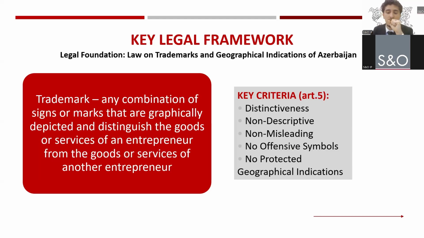The key legal framework in Azerbaijan is the Law on Trademarks and Geographical Indications of Azerbaijan, in which we have criteria such as in Article 5. The main criteria to distinguish trademarks are distinctiveness, non-descriptiveness, non-misleading, no offensive symbols, and no protected geographical indications. In order to register your trademark, you have to fulfill these key criteria.